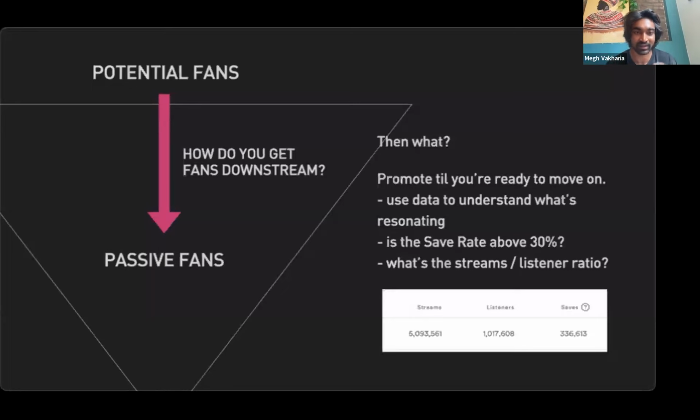Like streams per listener is like 5 streams per listener. It's like the percentage of people who stream 5 times. Finding something like that for other platforms is also very helpful and key. I hope that answers your question. I don't know if it's the last question or last thing before I go.